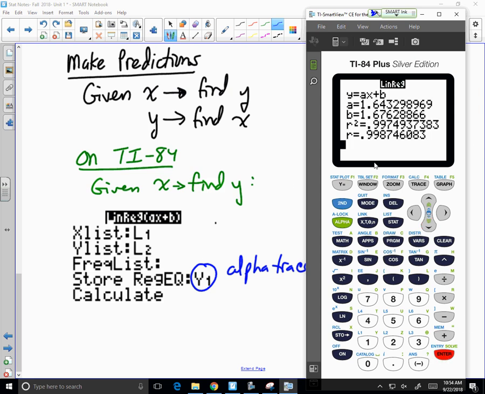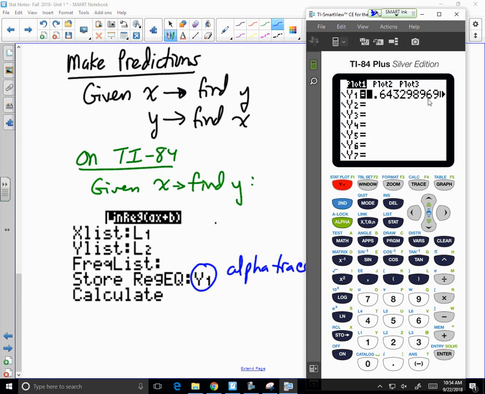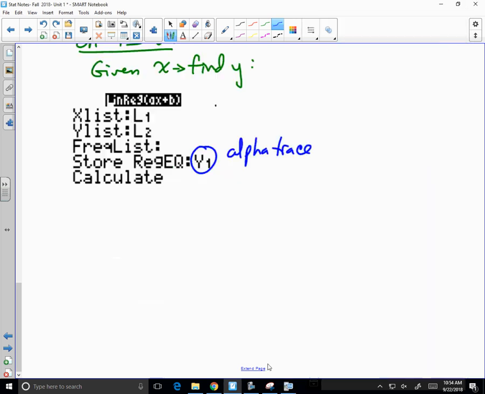Gives you all the stuff that you need, right? But the added bonus is that it popped it in as y1 here, so that when you look at the graph, zoom 9, you have everything that you need. All right? So all that stuff happens first. Now, how do we get y given a particular x?